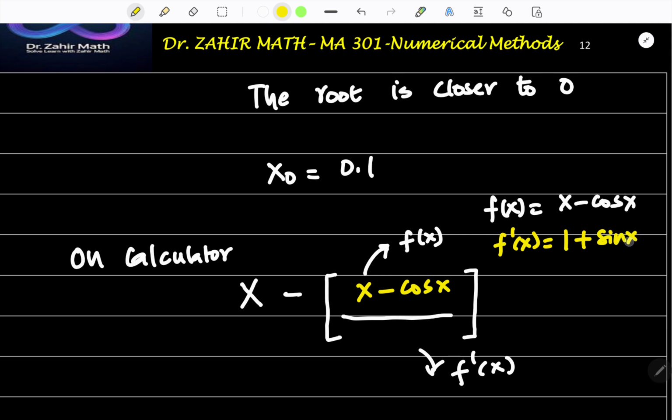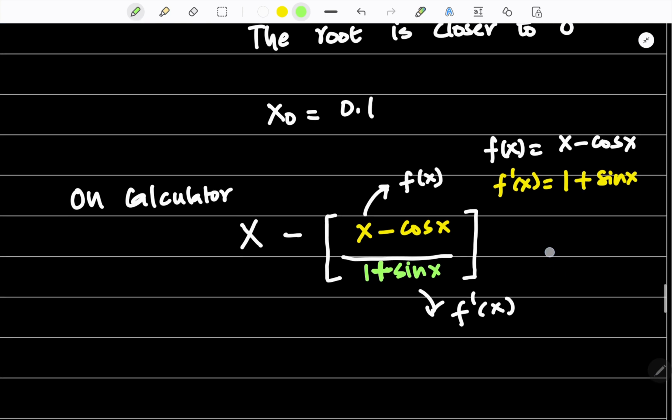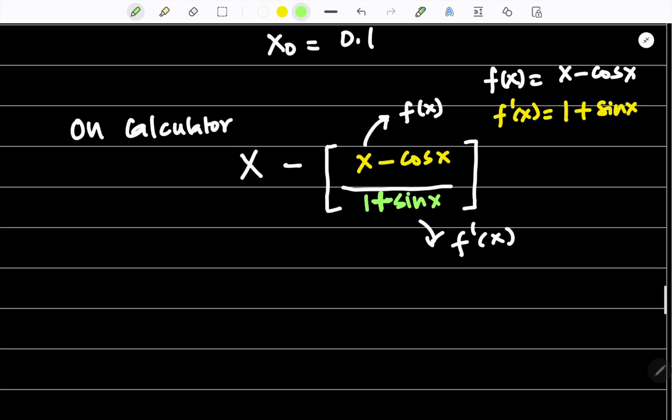Negative is what? Positive. So you will get what? 1 plus sine x over here, right? Yes. Type this all in the calculator. Let's start. Okay. Alpha x minus bracket open and then fraction mode. Alpha x minus cosine alpha x and then 1 plus sine alpha x and then press calc.